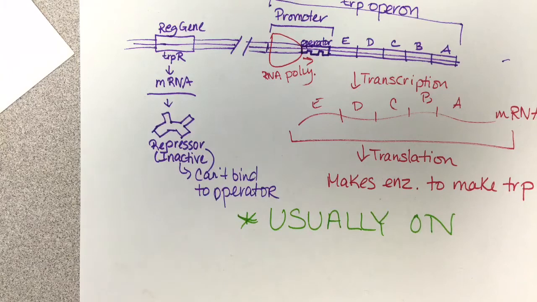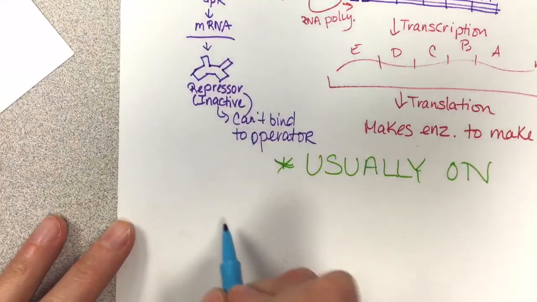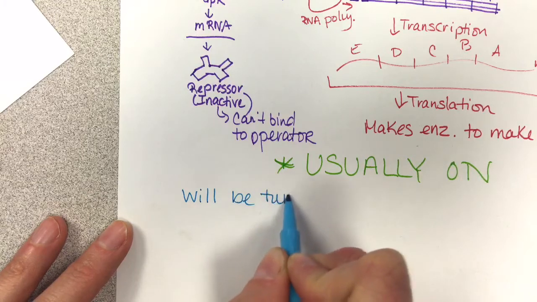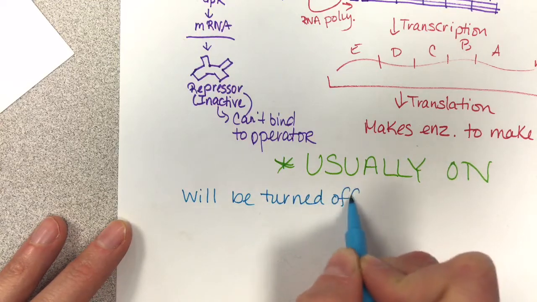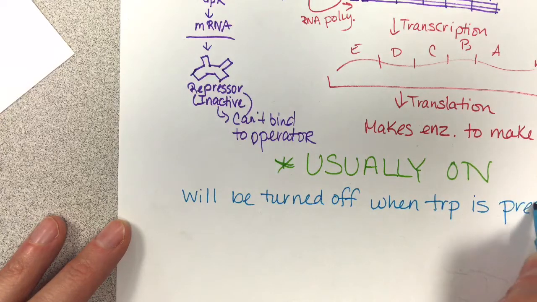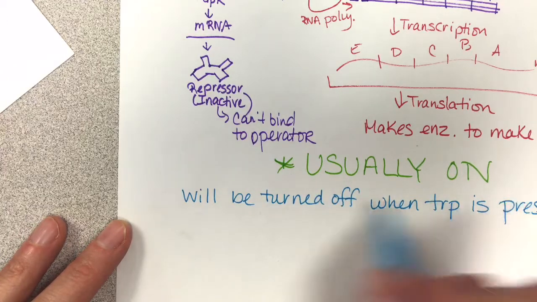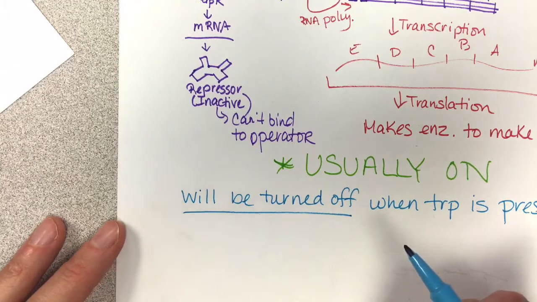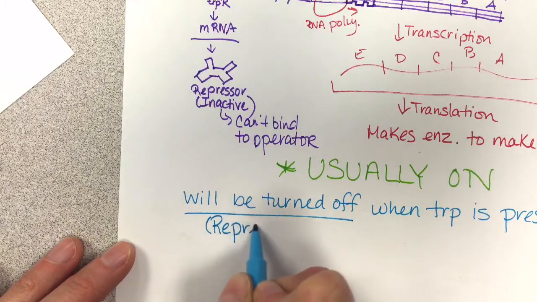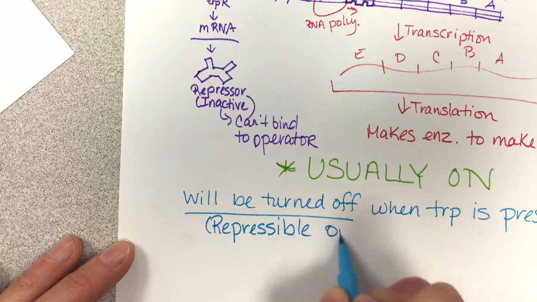And when would you want to stop this? When would you want to stop making tryptophan? When tryptophan is present. So this, let me pick a different color here, will be turned off when tryptophan is present. And the thing is that it's usually on and it's able to be turned off, which means that this is an example of a repressible operon. So this is a repressible operon because of that.